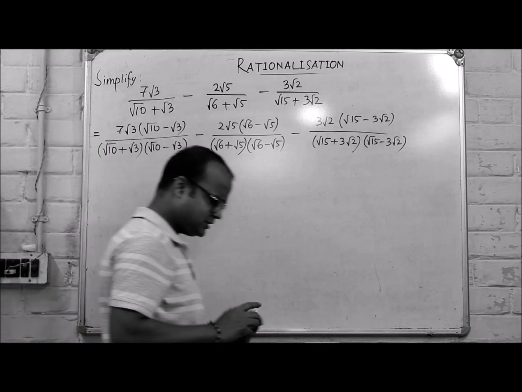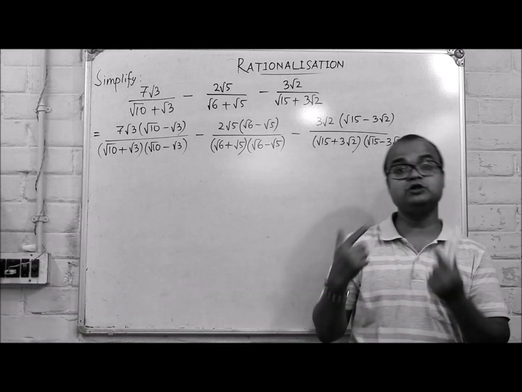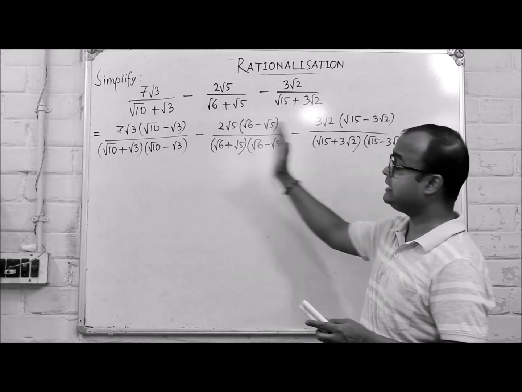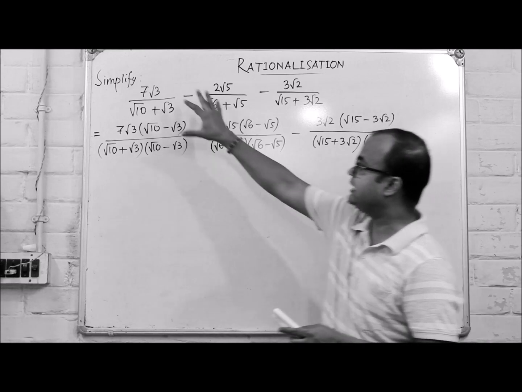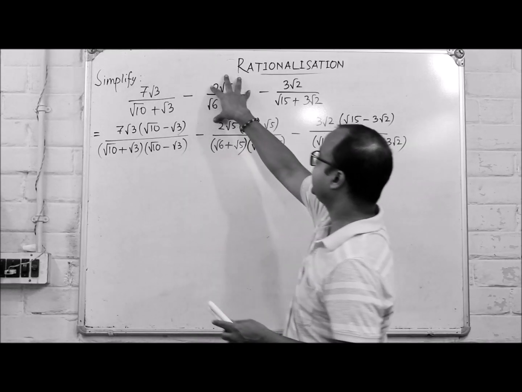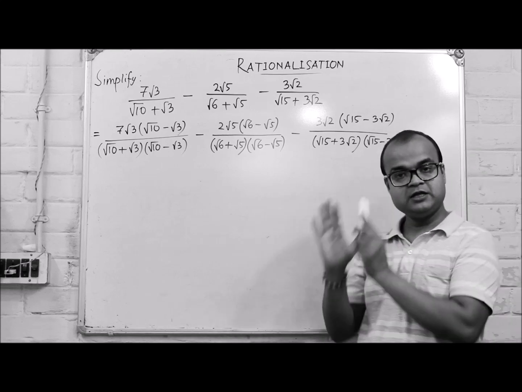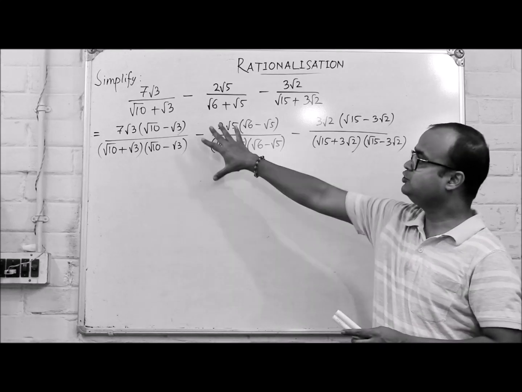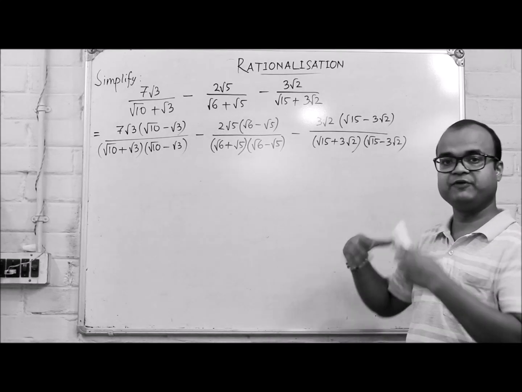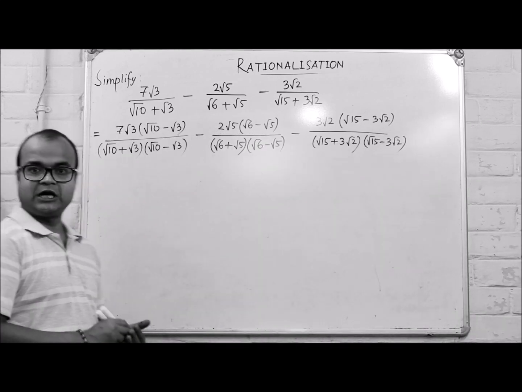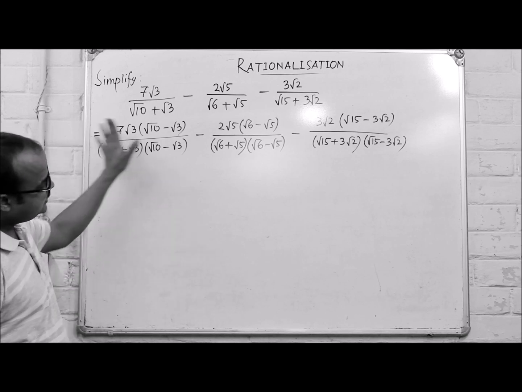Now, one thing: you need to go with your strength. If you are not comfortable doing all the rationalization together, you can write this as the first term, second term, third term, rationalize and simplify separately, and then substitute the simplified values and you can get your answer. I am showing it together.